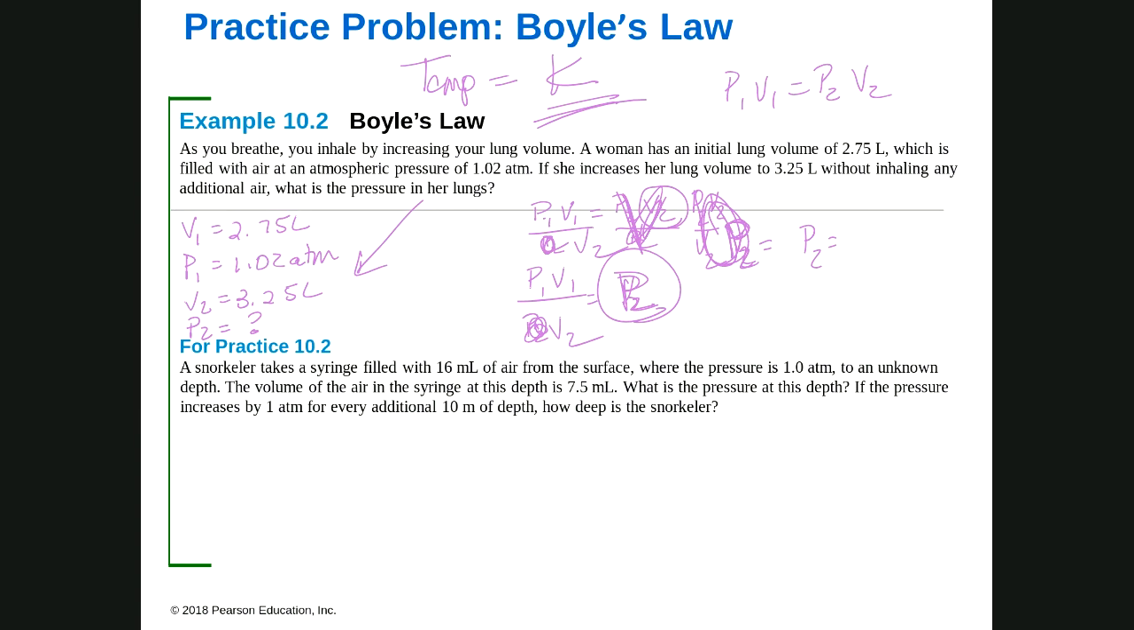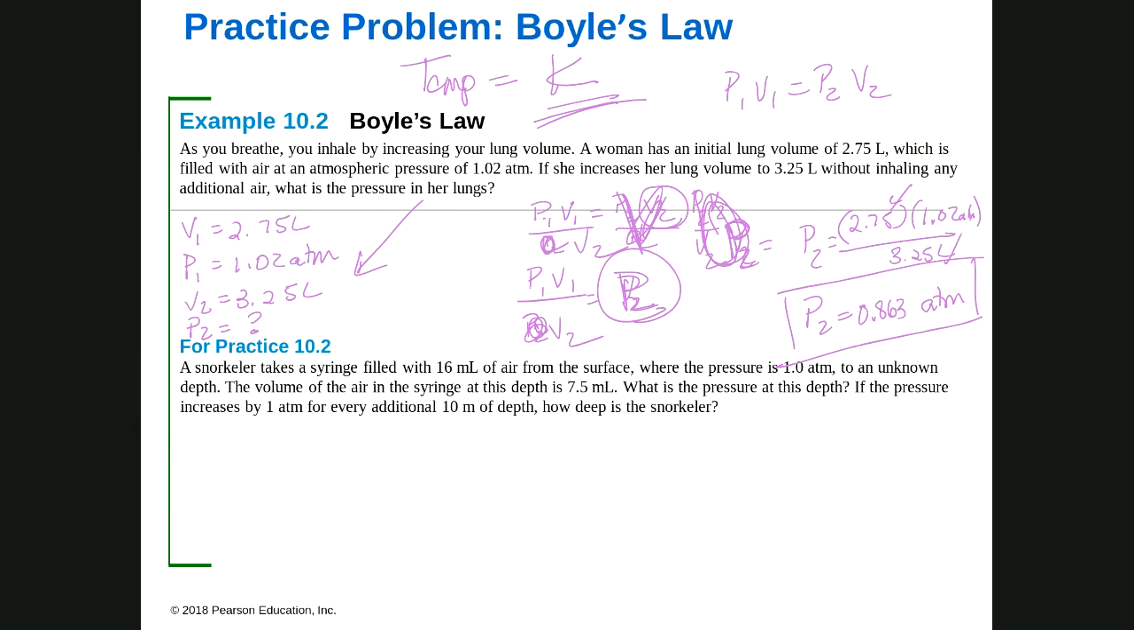All right, so P2 equals P1 times V1 over V2, which is 2.75 liters times 1.02 atmospheres, divided by 3.25 liters. And so I should end up with a pressure. P2 is going to equal, and then I just do the math, 0.863 atmospheres. Sorry, I'll pay better attention. My mind is thinking ahead of me.